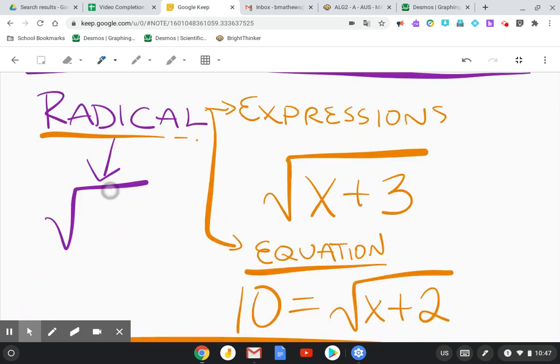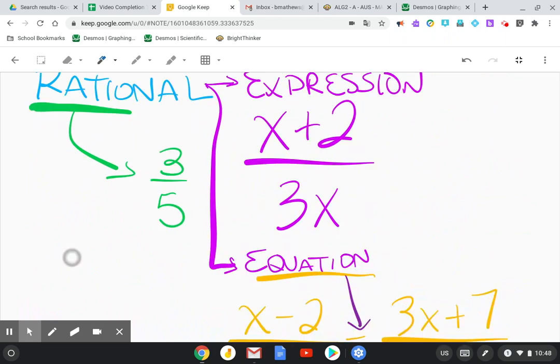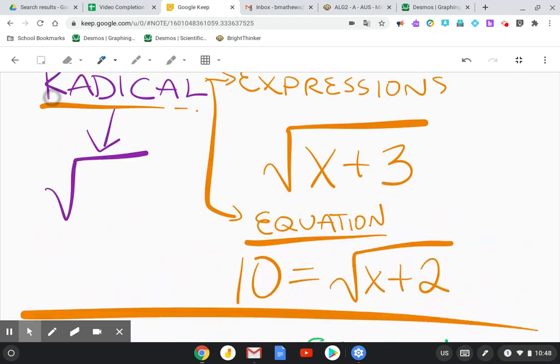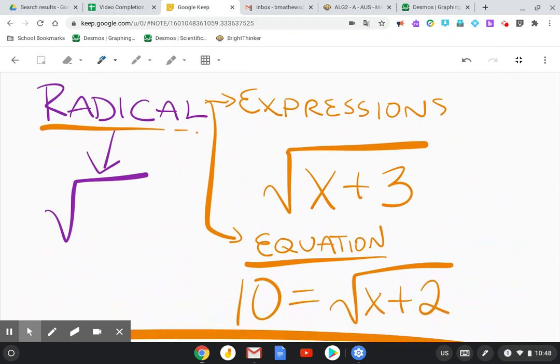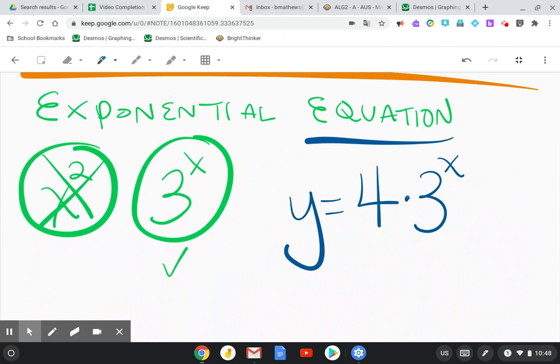So just to review, the three main topics here: rational refers to fractions that have variables. Radical refers to square roots or cube roots or other types of roots that have variables. And exponential equations refer to equations where the variable is an actual exponent. Not that it has an exponent on it, but that it is the exponent, like you see here.